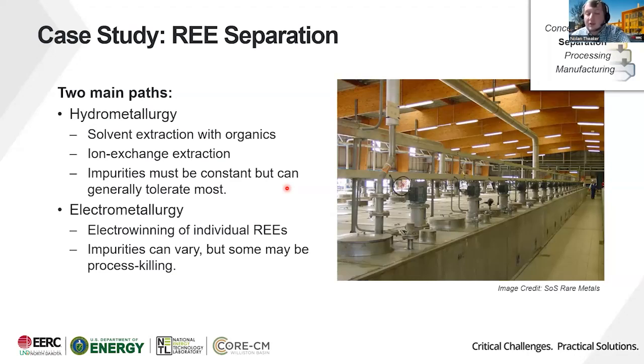some of these processes are more intolerant to that than the other option of electrometallurgy, where you in essence electrowin, or separate with electricity, these individual rare earths. And these impurities can vary. They're more tolerant on how variable the impurities are, but some of them can in essence be process killing, and you'll have to switch to the hydrometallurgy paths.